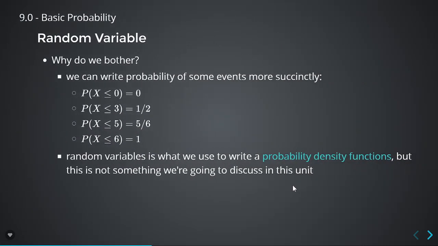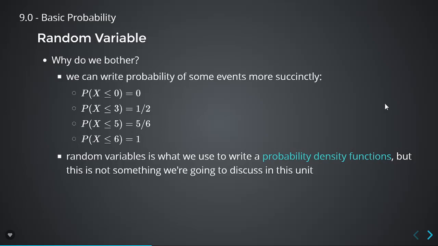So why do we bother doing this? Because now you can write the probability of some other events in a better way. You can say, what is the probability that X, the value of the dice, is less than or equal to 3? You can say this is 1 over 2.